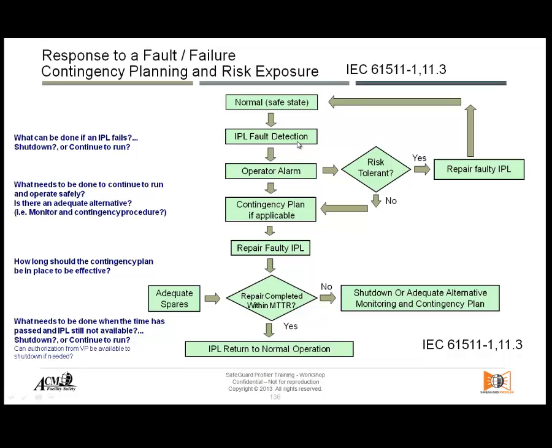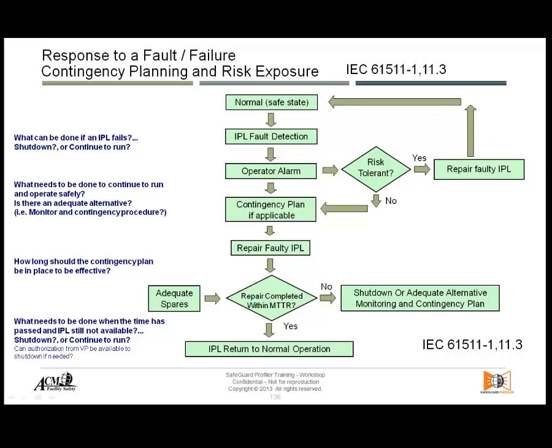An independent protection layer not being available is detected. It doesn't matter by which means you detect that, it's just not there. So then you have your question: what can be done if an IPL fails? Should I shut down or continue to run? First of all, you get an alarm and then you look at the risk. Is the risk tolerable? Meaning, do I have enough risk mitigation at this moment, or am I exposed to risk?